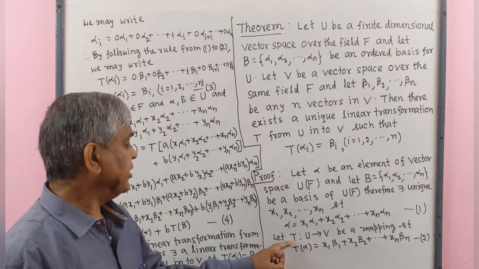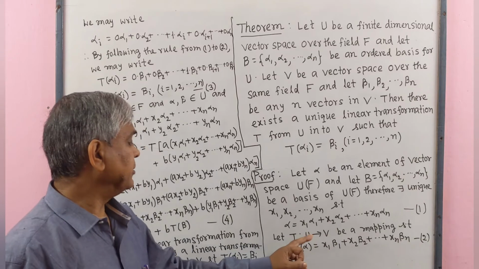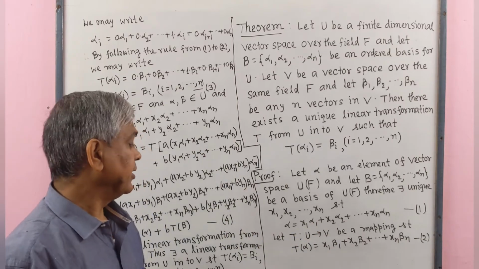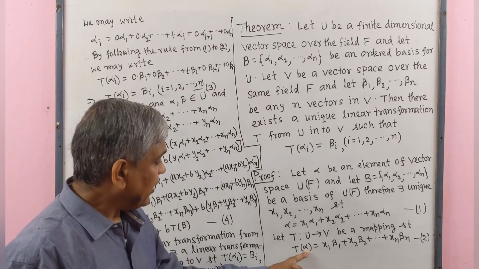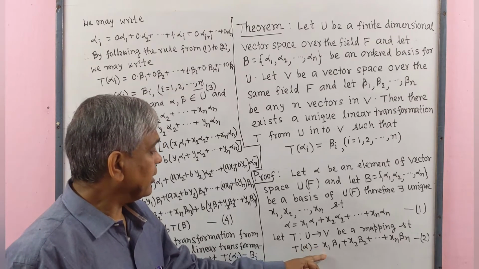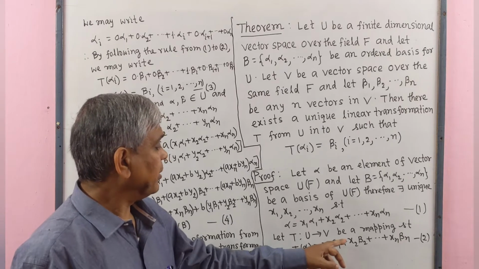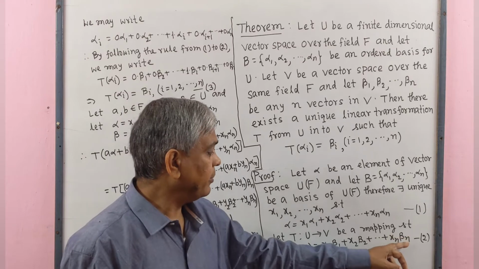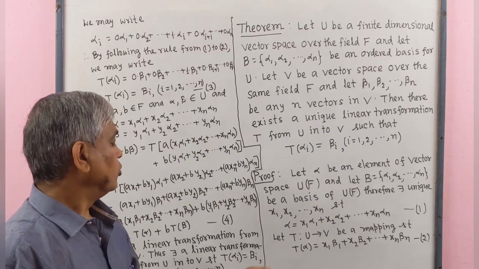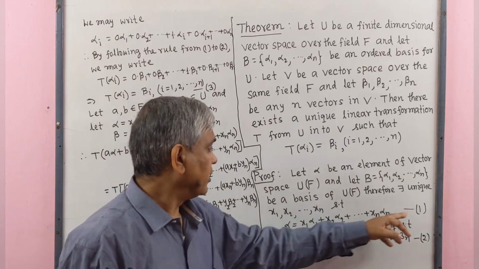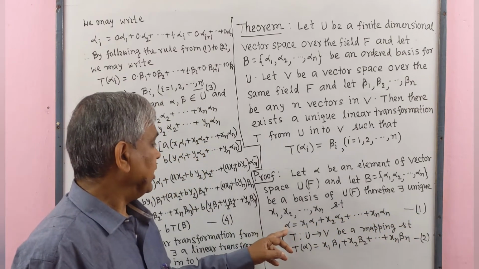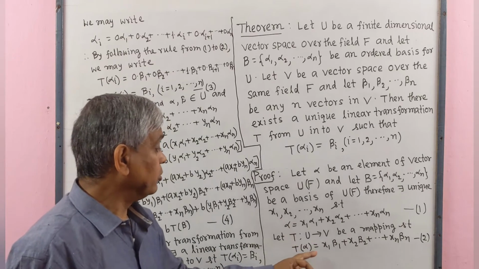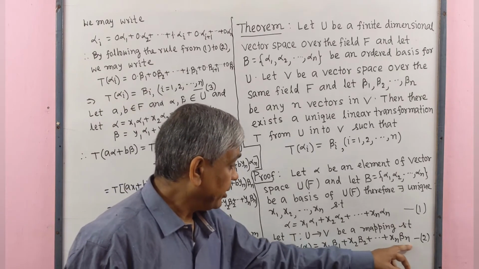Let T be a mapping defined on U into V such that T alpha equal to x1 beta 1 plus x2 beta 2 plus ... plus xn beta n. Here we have taken number 1 as alpha equal to this, then T alpha equal to this, number 2.